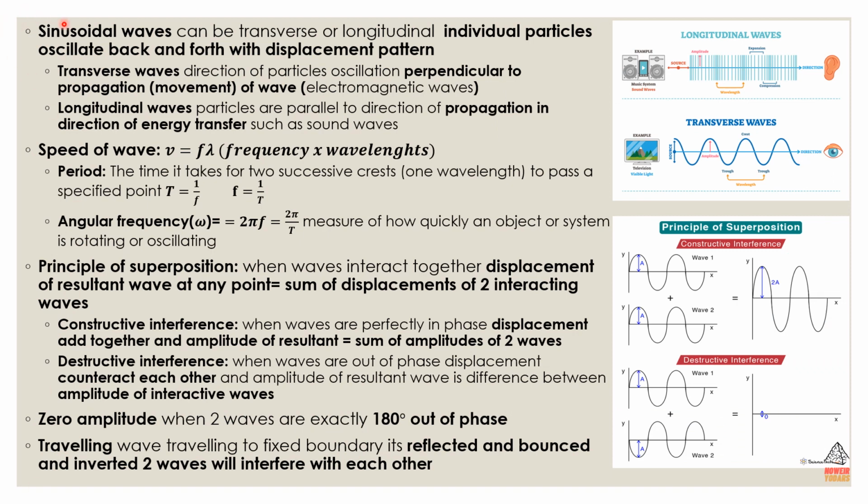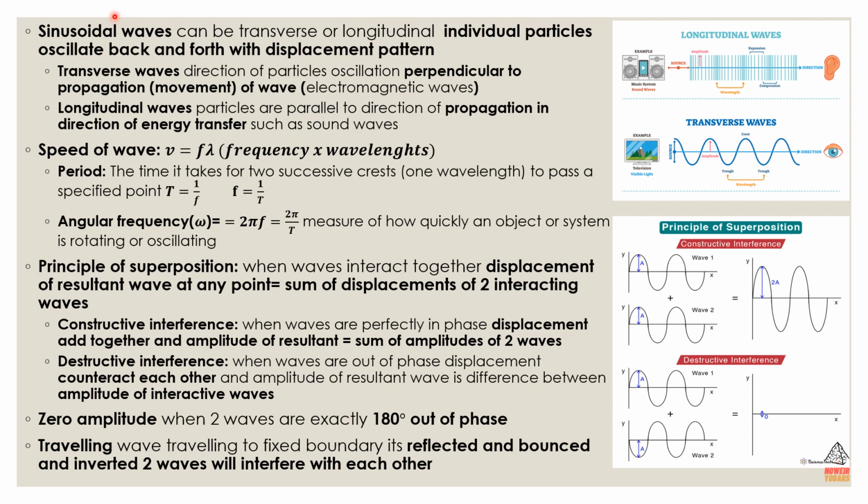So, sinusoidal waves can be either transverse or longitudinal. They can be individual particles that oscillate back and forth with displacement patterns. So there are two types, transverse waves and longitudinal waves. Transverse waves are the direction of particles oscillating perpendicularly to the propagation.